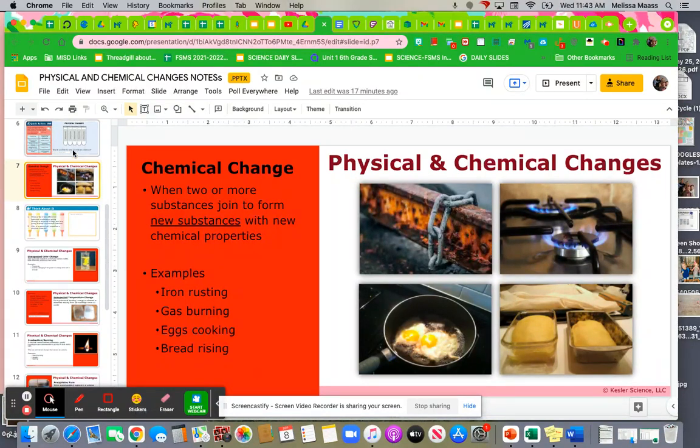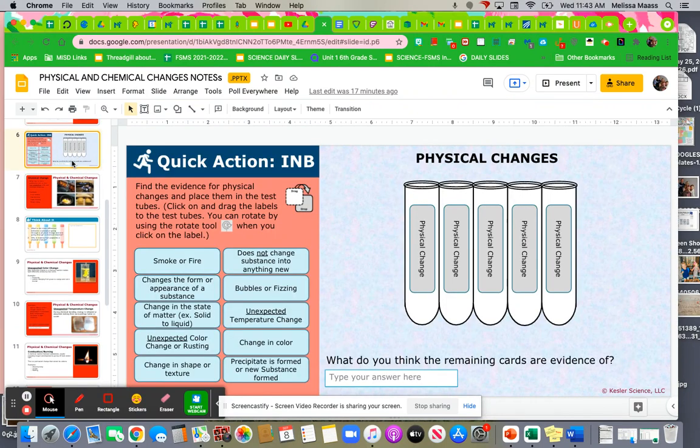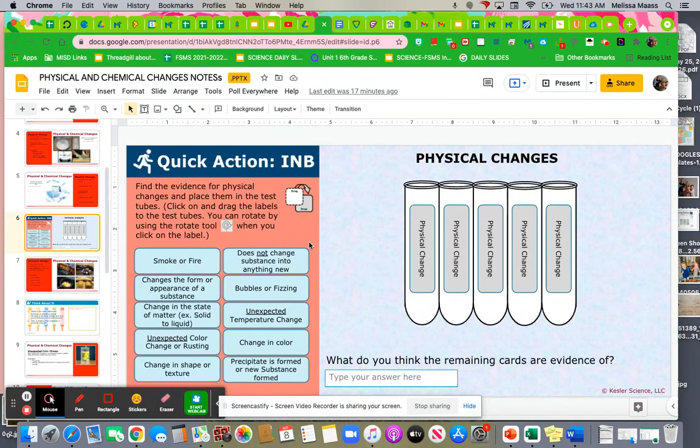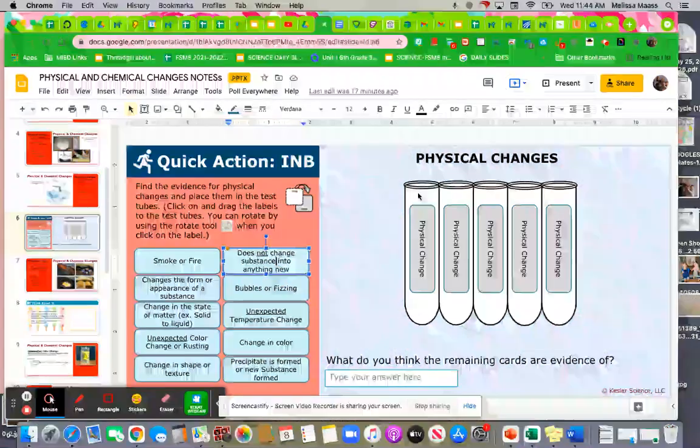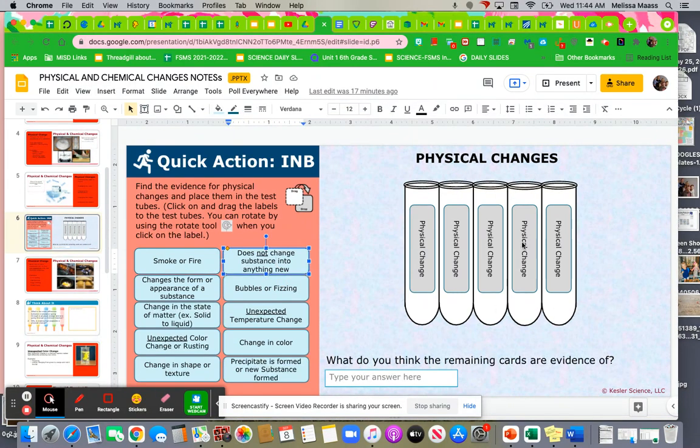What we'll go over on Friday will be this slide. If you scroll back up a little bit, this slide. You're going to find the evidence for physical changes and place them in the test tube. You can turn these by clicking on these little boxes, but you don't have to turn them if you don't want to. You can just put them on the right test tube. These are all physical changes, but you're just moving the ones that are physical changes. There should be 1, 2, 3, 4, 5 physical changes in this list. And then you should only have chemical changes over here in the red box.